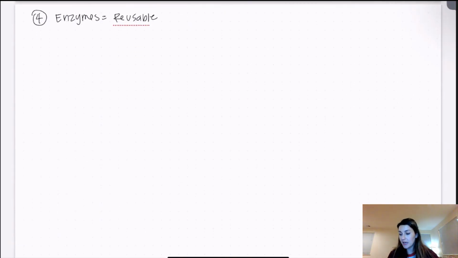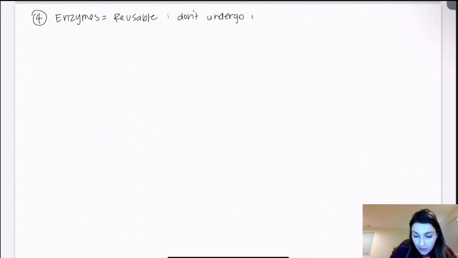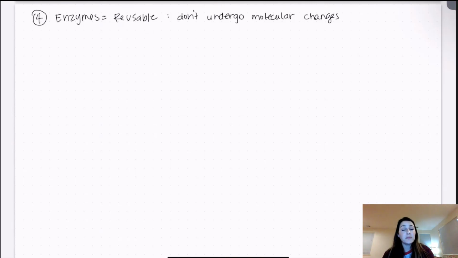So how we say this is they don't undergo molecular changes. This is important because then we can reuse, and that means that we can do a lot of reactions all at once. So the shape of the active site is specific for the protein, but also then the shape of the active site will not change either because the enzyme is reusable.